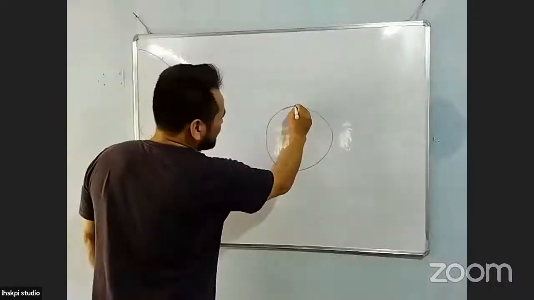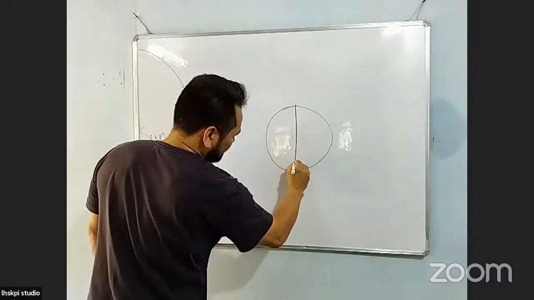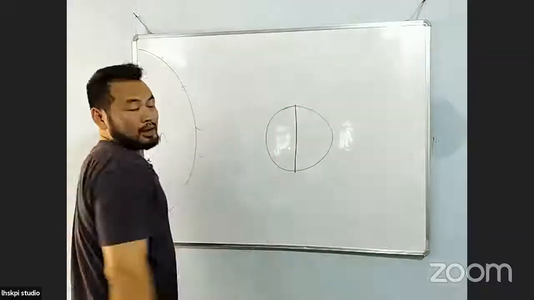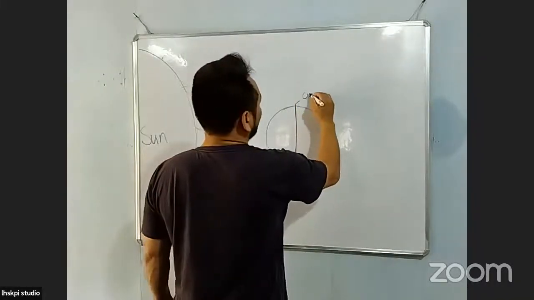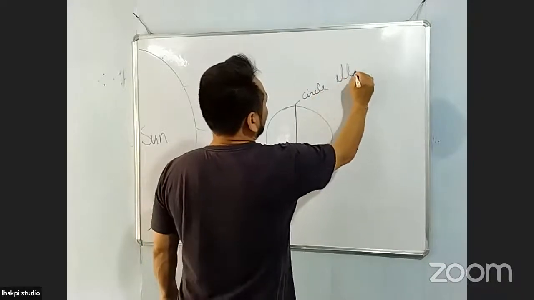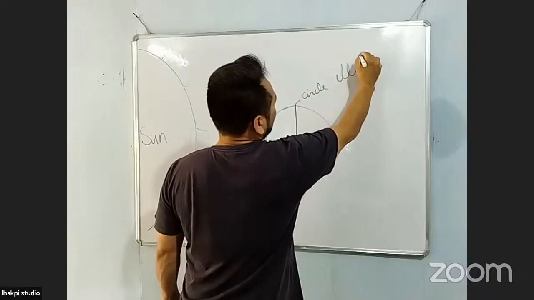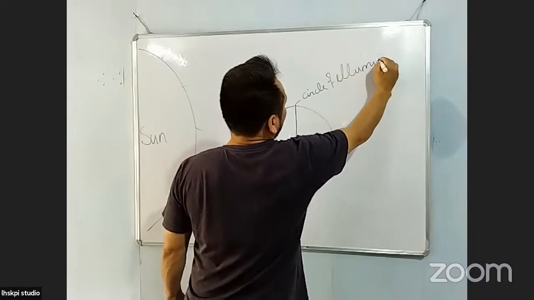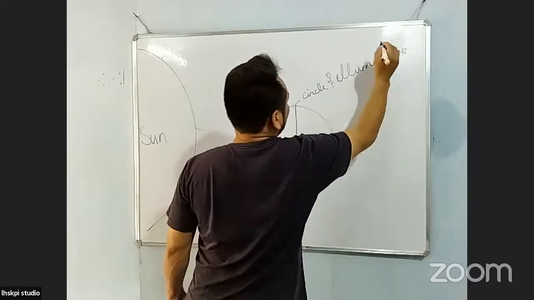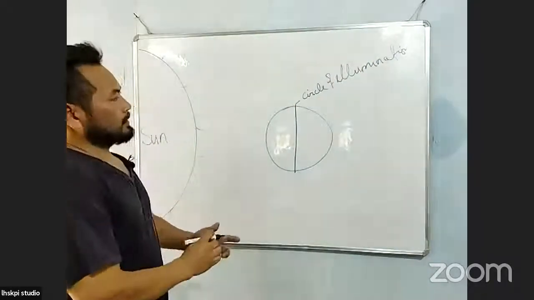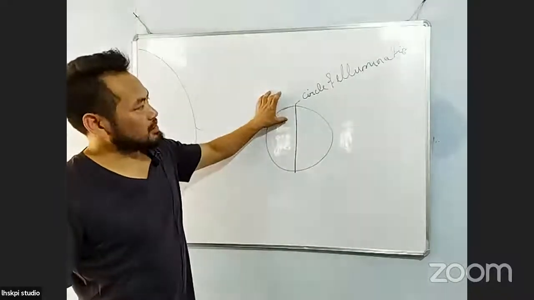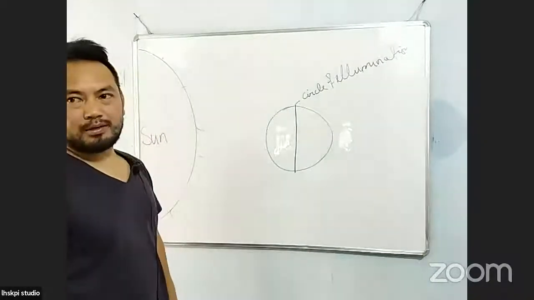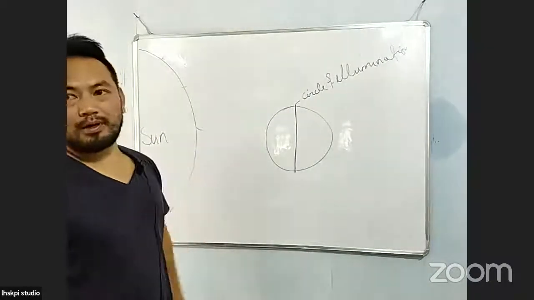This is an imaginary line running down from the north to south. This imaginary line is called the circle of illumination. The circle of illumination is an imaginary line that separates day from night or light from darkness.